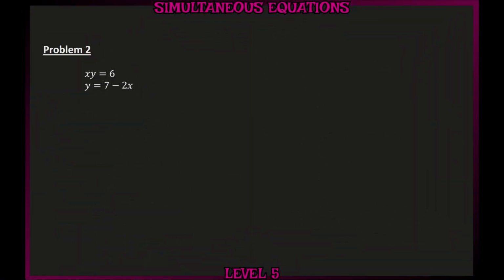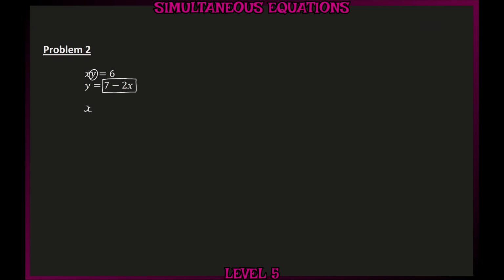In problem 2, we're solving xy equals 6 and y equals 7 minus 2x. Again here we have a non-linear equation, which is the first one, and a linear equation, which is the second one, which means that we need to solve this by substitution. And since we have y as a subject in the second equation, we can take 7 minus 2x and substitute this for y in the first equation.